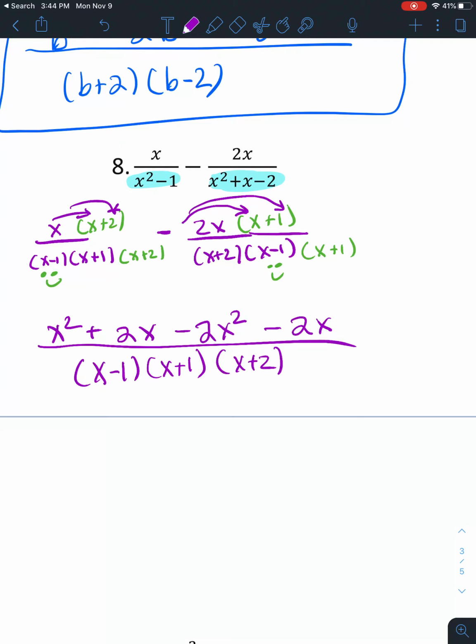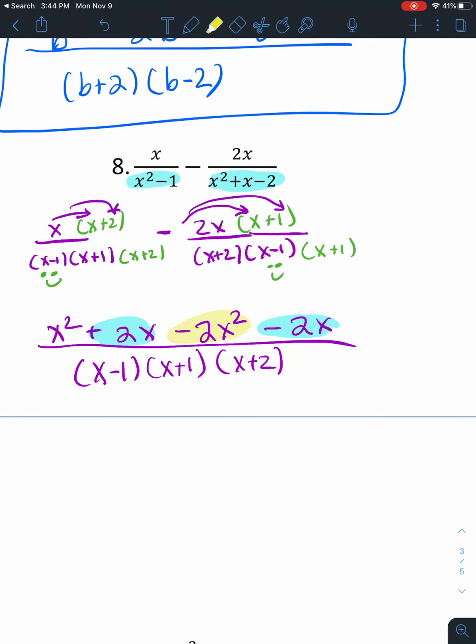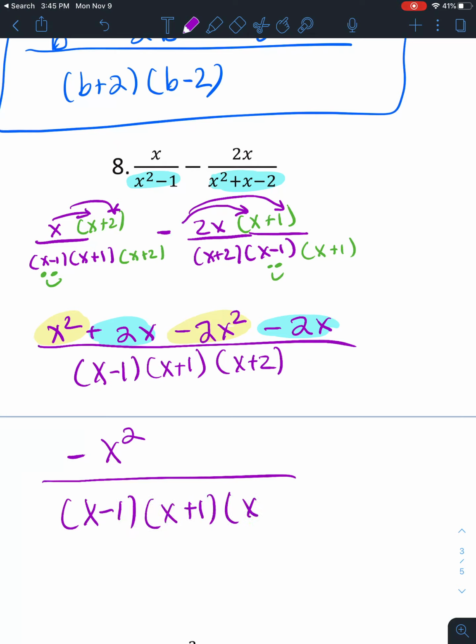Negative 2x times x is negative 2x squared. Negative 2x times 1 is negative 2x. Cool. Both of these are like terms. Both of these are like terms. So I end up with negative x squared over x minus 1, x plus 1, and x plus 2.